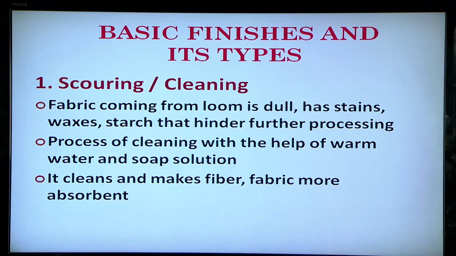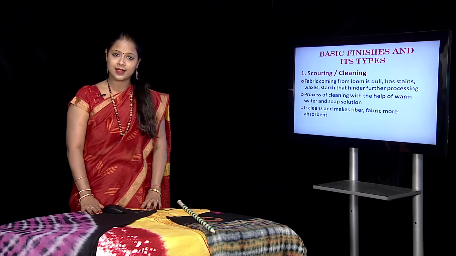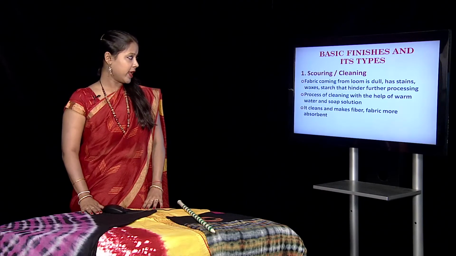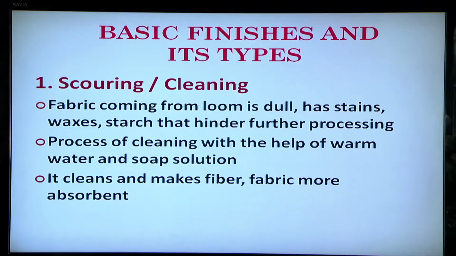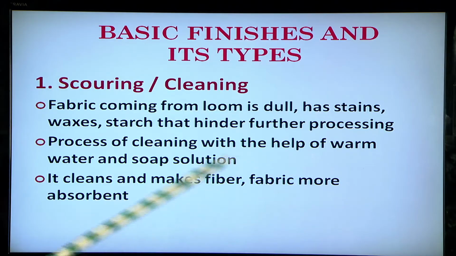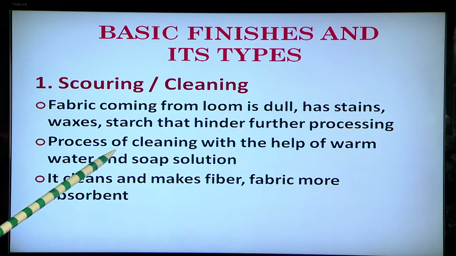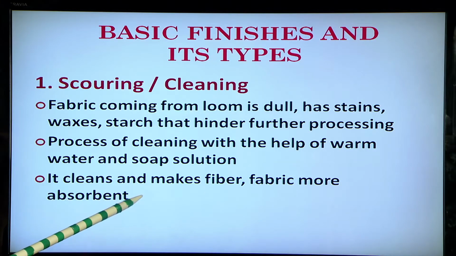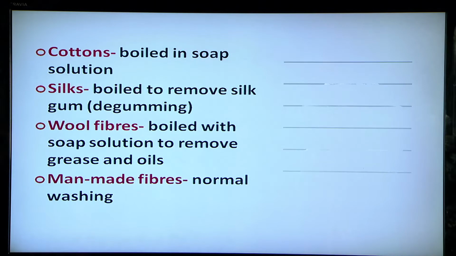As mentioned before, basic finishes are of different types, of which the first one is scouring or the cleaning finish. When a fabric comes from loom, it is dull in appearance, has presence of waxes, starch, oils, etc. which are applied while making the fabric and that hinder the dyeing and printing of the fabric, that is its further processing. Scouring is the process of cleaning with the help of warm water and soap solution, and it cleans and makes the fibre or fabric more absorbent.